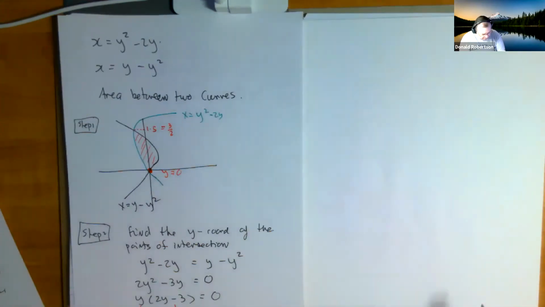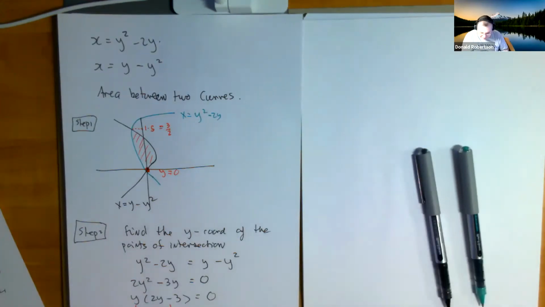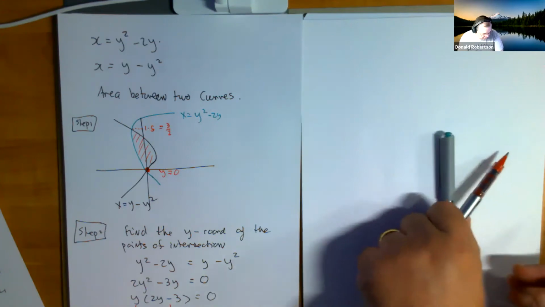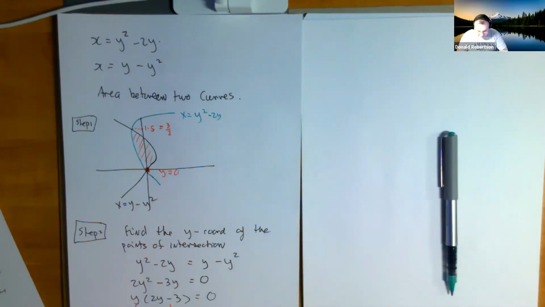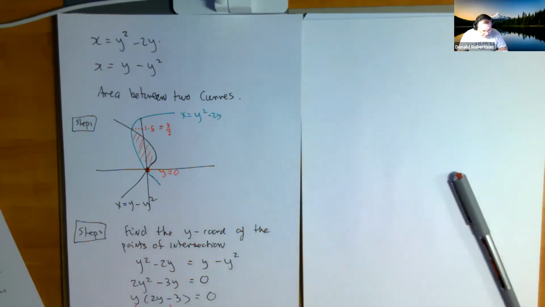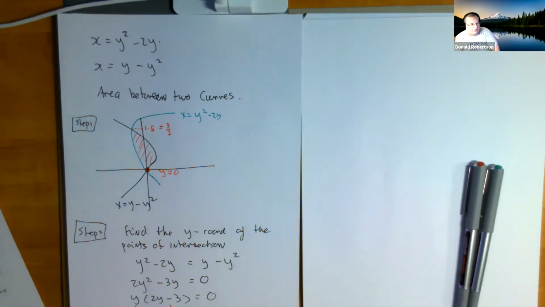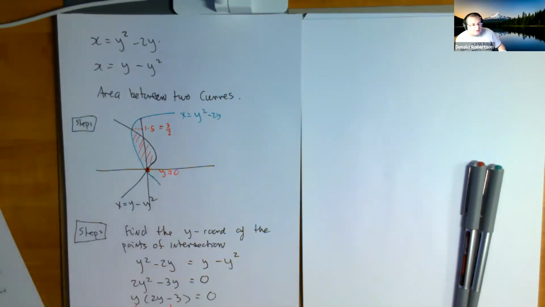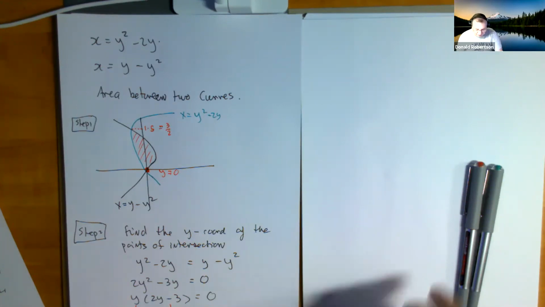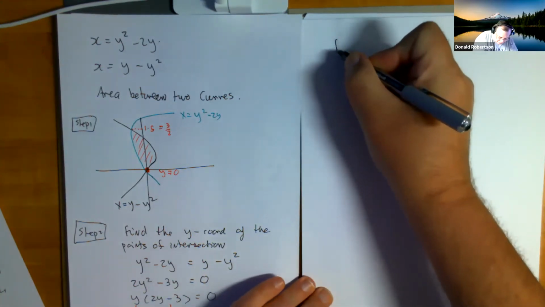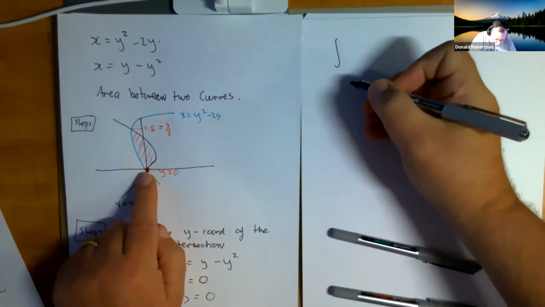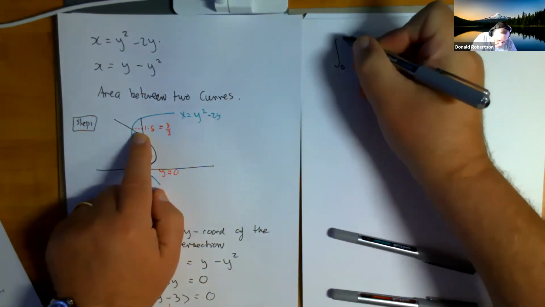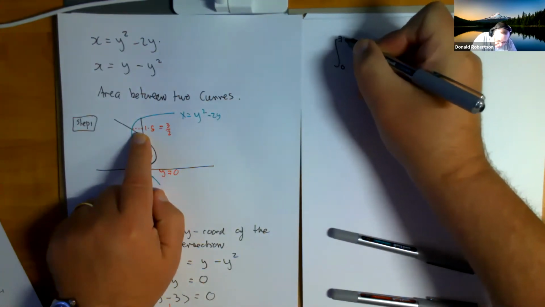So step 1, draw a picture. Second stage, find the y coordinates of the points of intersection. Now, do you know step 1 and step 2 might not exist if you get a nice easy question where the picture is drawn and you know where to start and finish because they tell you. So these 2 steps might not even happen in quite a few questions. Now, step 3 is basically set up the integral. So I'm going to go from y equals 0 to, oops, almost did the same mistake, 3/2.